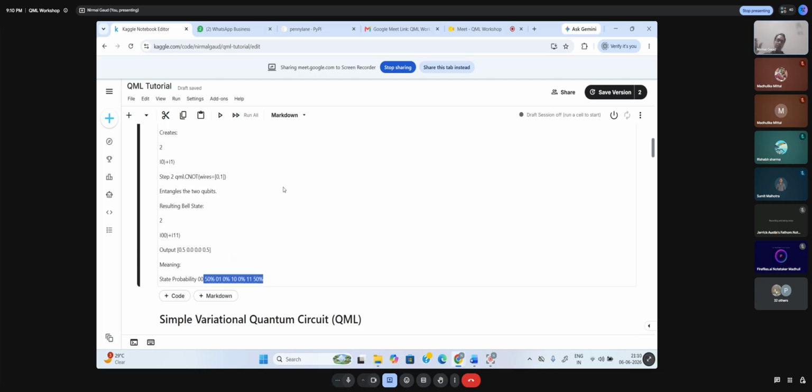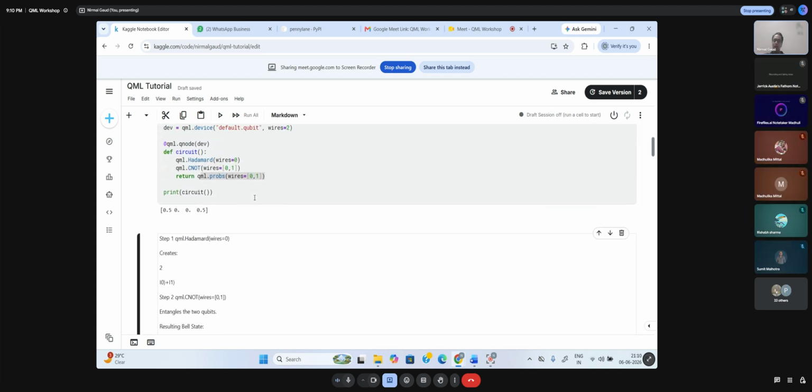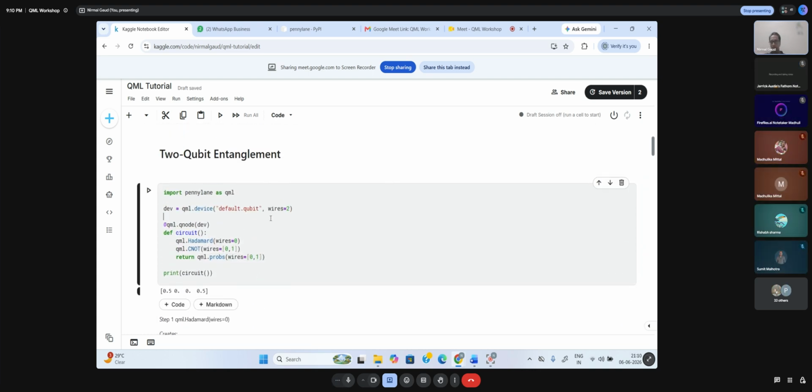All right, so you have given 0 and 1. It has converted into 00, 01, 10 and 11. And later on, it has also given the probability of all these results. Like what is for 00 and what is for 11 and what is for the rest. Here is a code which you can perform, 2 qubit entanglement. Understood.